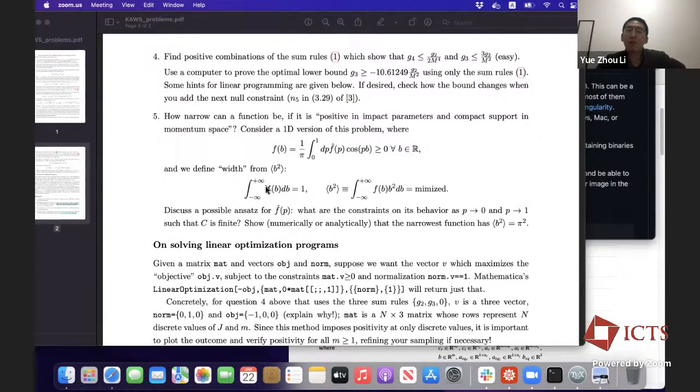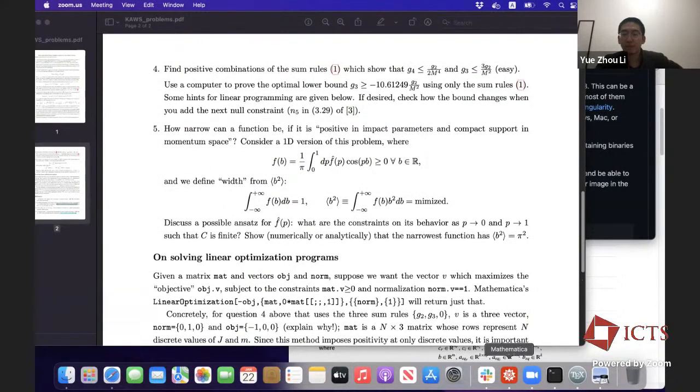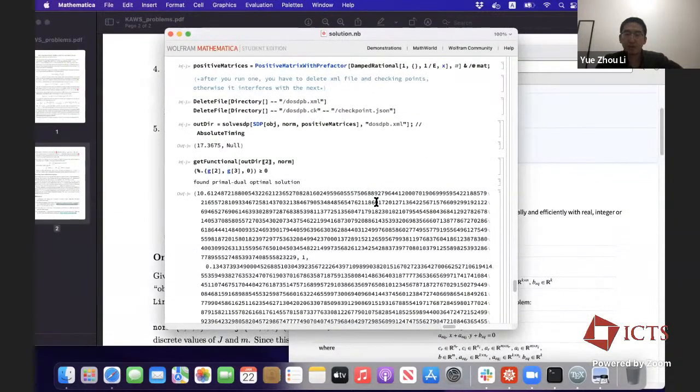And the requirement is that you require a normalization condition. And the question is how we can minimize the width, that is the average of b squared. So let's see how we do that.